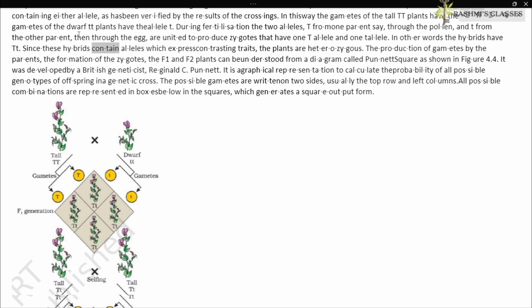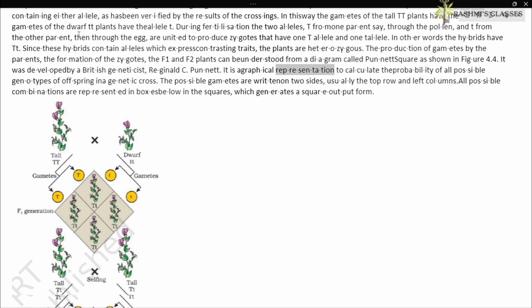Since these hybrids contain alleles which express contrasting traits, the plants are heterozygous. The production of gametes by the parents, the formation of the zygotes, the F1 and F2 plants can be understood from a diagram called Punnett square as shown in figure 4.4. It was developed by a British geneticist, Reginald C. Punnett.